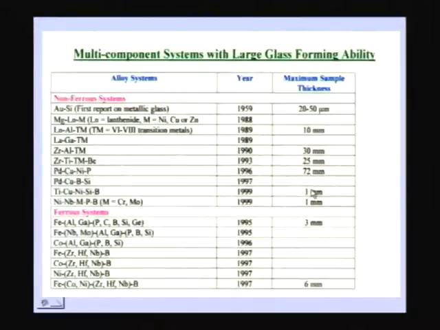This is, I think, slightly old news. Very recently people have even found about 100 millimeters, and so you can see a number of non-ferrous systems and ferrous systems. It is not restricted to one type of system only; in all kinds of systems, wherever all those criteria which I have mentioned before are satisfied, one can get a glass. We'll stop here, and in the next class we will talk about quasicrystals. Thank you.